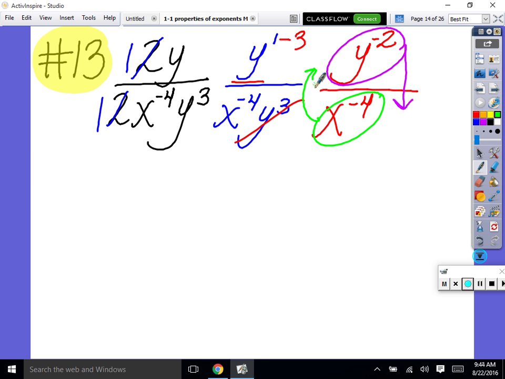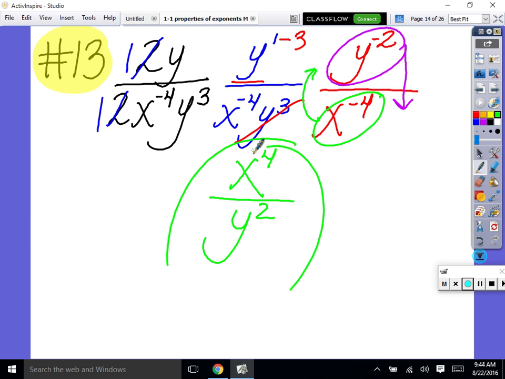So when we take that y to the negative 2 and we put it on bottom, it'll be y to the positive 2. And on top, we take that x to the negative 4th power, we put it on top, it'll be x to the positive 4th. Now you can't do anything with an x and a y, they're not the same base.